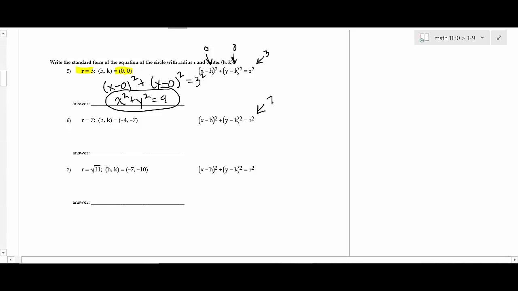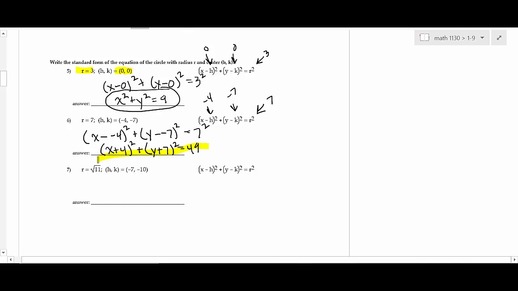Okay, the next one's the same way. We got radius is 7, h is -4, k is -7. So the way this would go, and you can do this in your head, I'm going to write this intermediate step, but it's x minus -4 squared plus y minus -7 squared equals 7 squared. Now you don't want to multiply it out or anything, you just want to leave it in this form. So that would be written as x plus 4 squared plus y plus 7 squared is equal to 49. Okay, and that's it. Everybody follow what I'm doing?